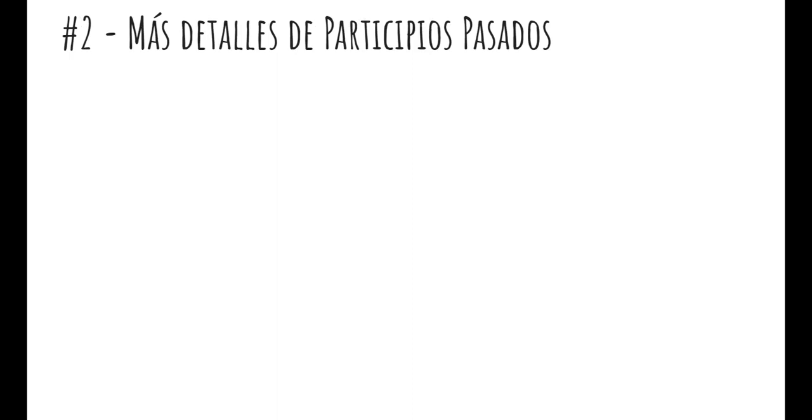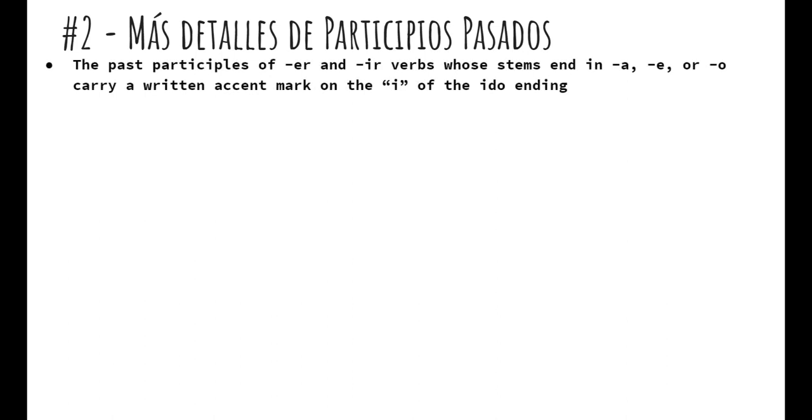Few more details about past participles. So the past participles of ER and IR verbs whose stems end in an A, E, or O, the Spanish A, E, or O, carry a written accent over the I of the ido ending. Por ejemplo, caer. So if you were to get the stem of that, it'd be just C-A, and with that A, the I in ido will get an accent. Or creer, you get creído. Oír, oído, and so forth.